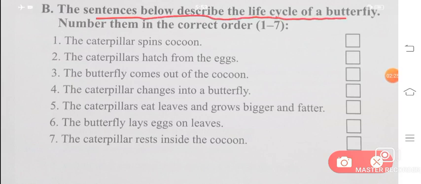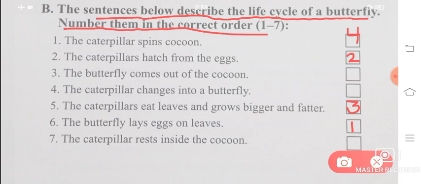The sentences below describe the life cycle of a butterfly. Name them in the correct order from 1 to 7th. First is your 6th statement, that is, the butterfly lays eggs on leaves. Then, 2nd is your number 2 statement, the caterpillars hatch from the eggs. Number 3 is your 5th statement, the caterpillars eat leaves and grows bigger and fatter. Number 4 is statement number 1, the caterpillar spins cocoons.